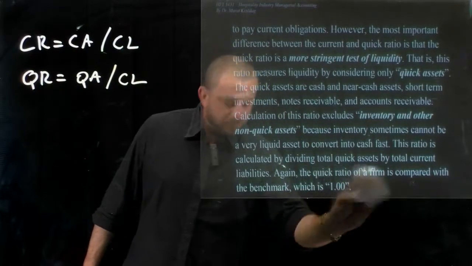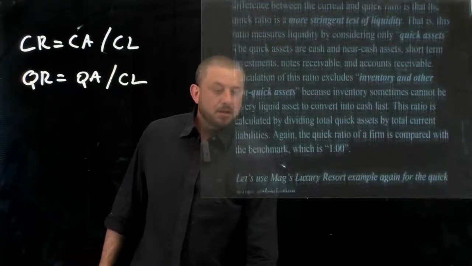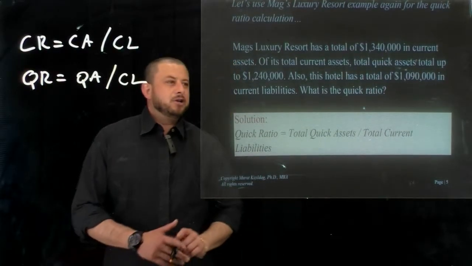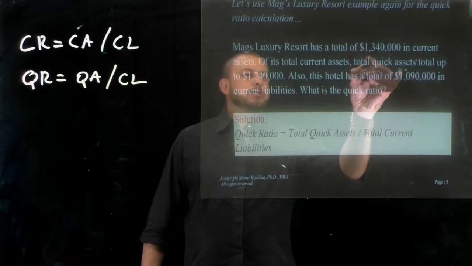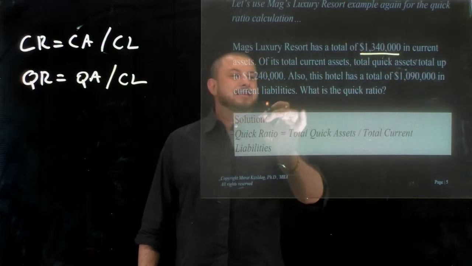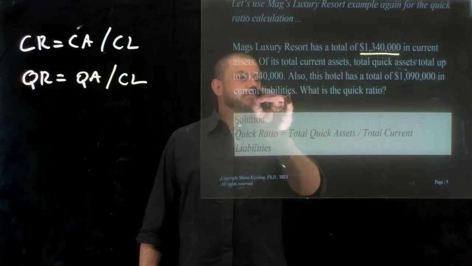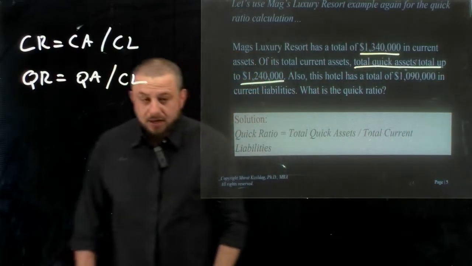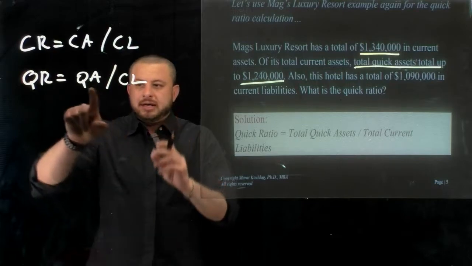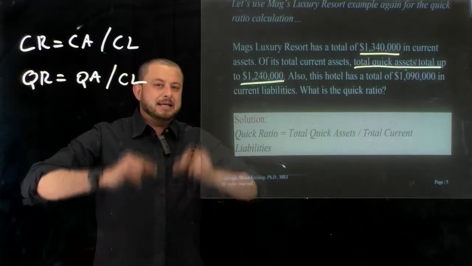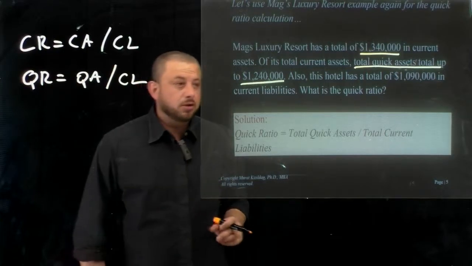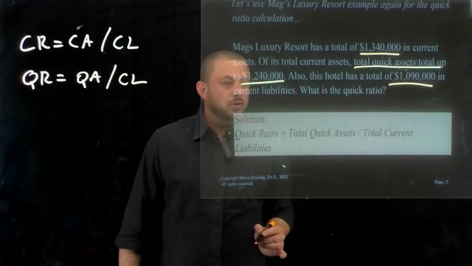Take a look at this example, guys. I will show you right now. Let's just use Meg's Luxury Resort again. $1,340,000 in current assets, and then total quick assets total up to $1,240,000. By the way, quick assets are always lower than current assets, and then we have the same amount of current liabilities.